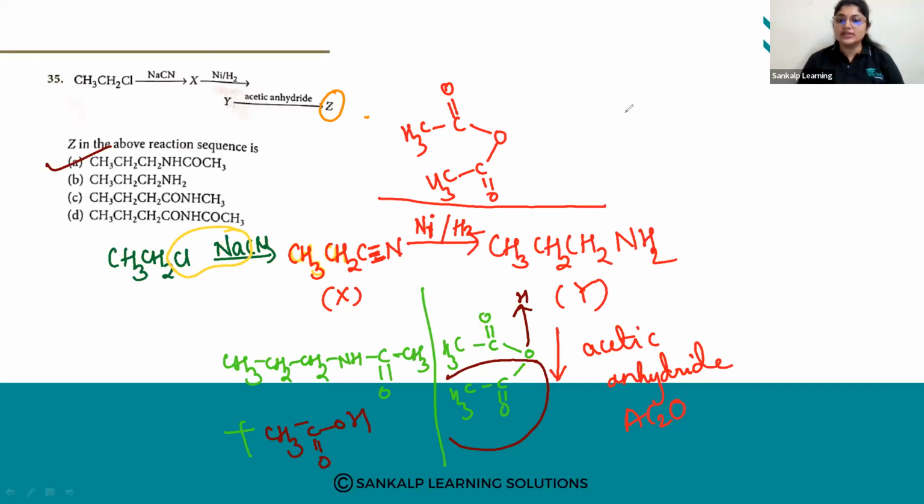So what we are doing here, I'll show. Our first step is clear: CH3CH2Cl. We are adding NaCN. Na will combine with Cl and Cl will be replaced by CN, so you get CH3CH2CN. Between C and N, there will be a triple bond. What is nickel doing? It is a hydrogenation reaction. You are going to add hydrogen across this triple bond, so two hydrogens are added, and you get CH3CH2CH2NH2. This is your Y. Now acetic anhydride. I'll show this step again here.